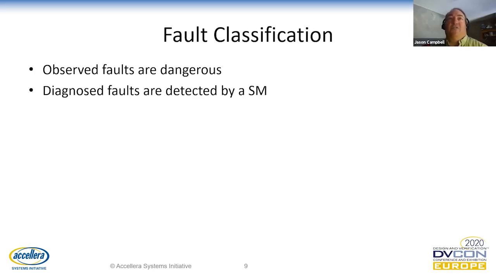Diagnosed faults are observed faults which are detected by a safety mechanism. So these are good. We've been able to detect them and move to a safe state. The last category is safe faults. Now these cannot be observed, so we don't have to worry about them. We don't have to fault injection run them.